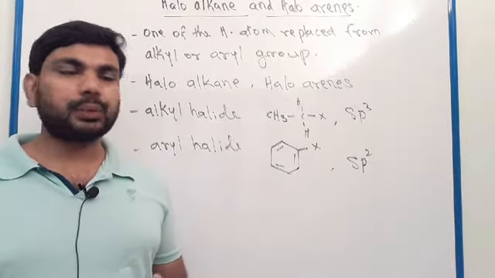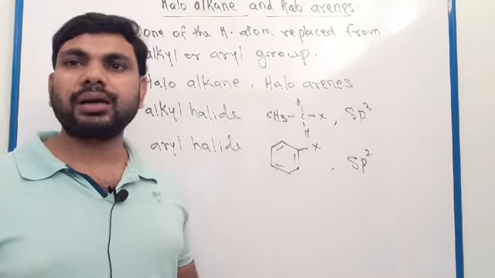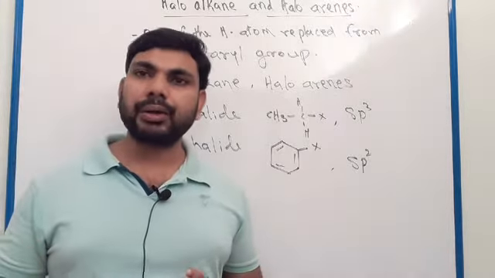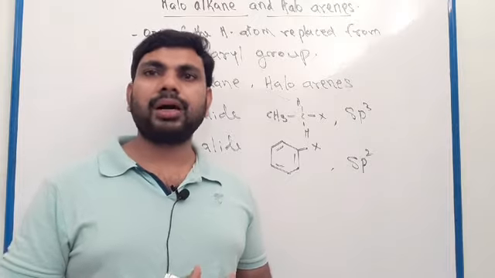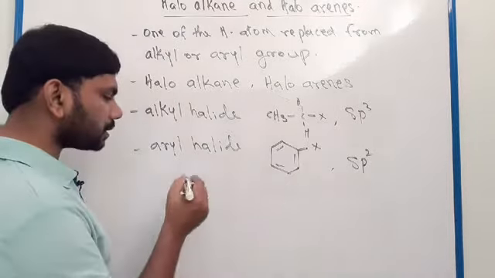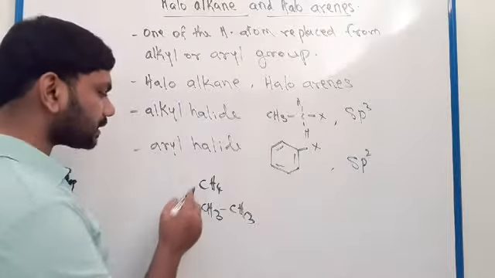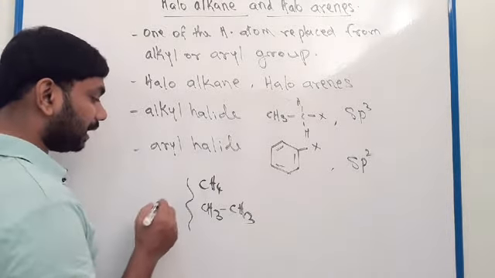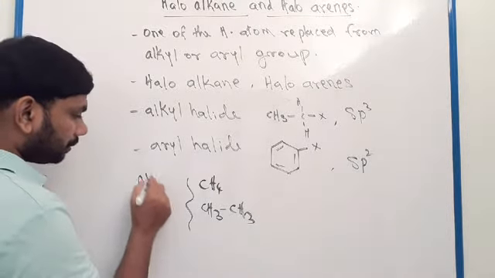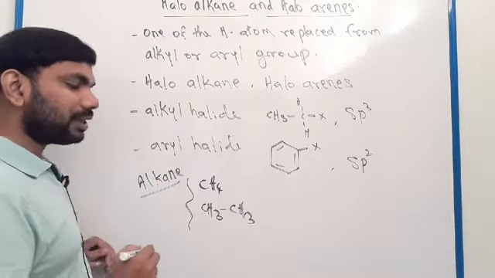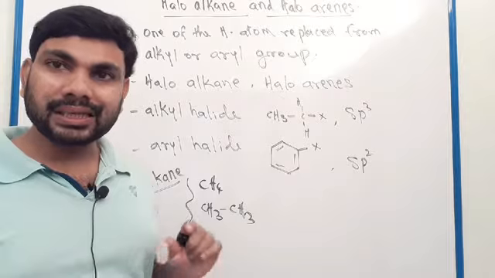We know organic chemistry, hydrocarbon. Hydrocarbon means a compound which contains hydrogen and carbon only. Example for hydrocarbon: CH4 or CH3-CH3 with a single bond. This type of compounds are hydrocarbons. Also we can say they are alkanes. Alkane means the compound which contains carbon single bonds only.